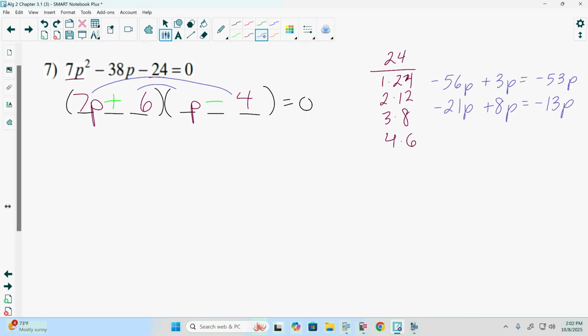7p times negative 4 would be negative 28p. And 6 times p would be plus 6p, which would be negative 22.